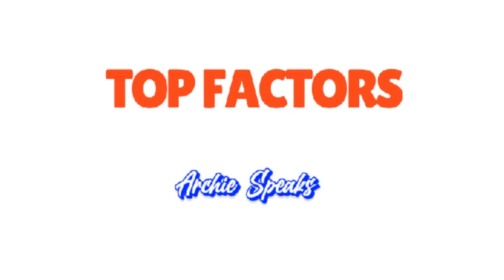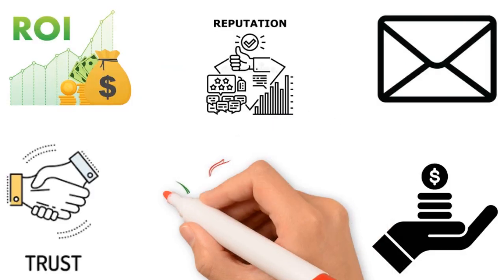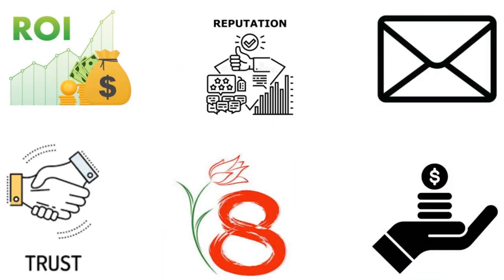Let me talk to you about the top factors here. I want to share with you a few factors that actually influence email sender reputation and how to control them. There are a few things you can control, but there are other things you cannot really control. So, eight key factors shape your email sender reputation. Collectively, they actually signal to ISPs whether your emails are trustworthy and relevant.